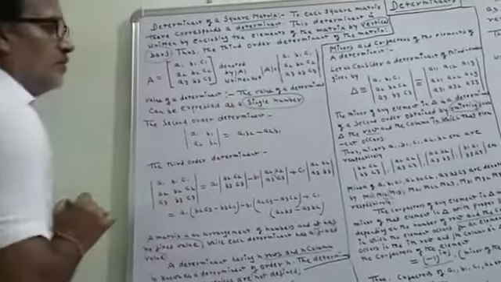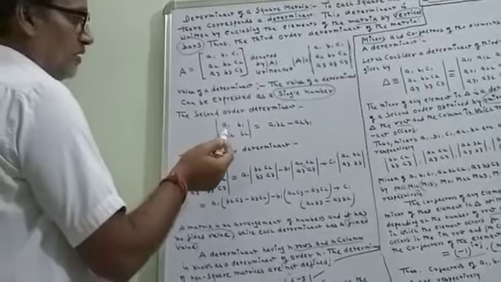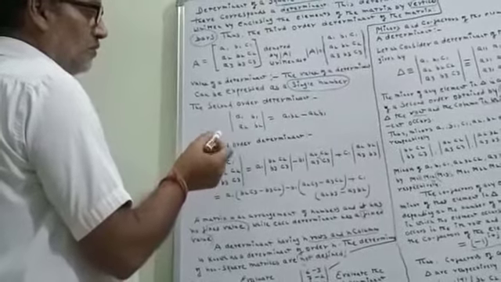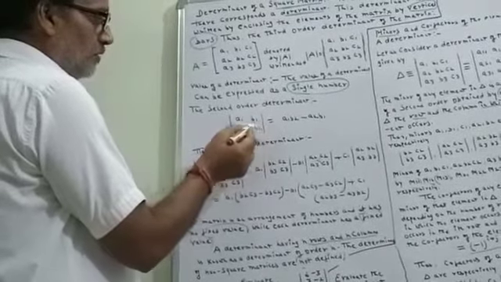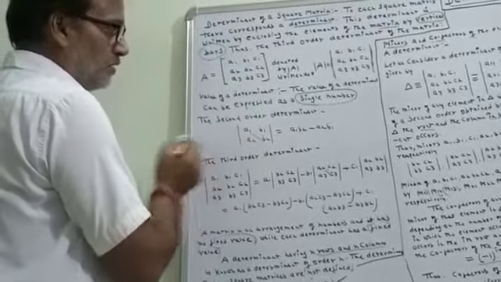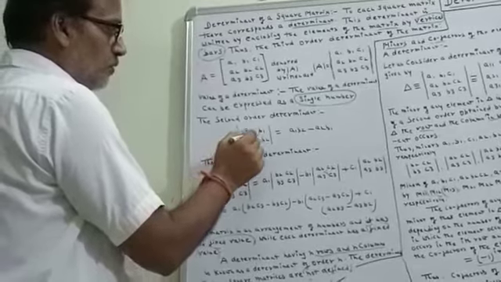Its value, एक सिंगल नंबर में इसको एक्सप्रेस करते हैं। And the second order determinant is written A1 B1, A2 B2, here equal to A1 into B2 minus A2 into B1.